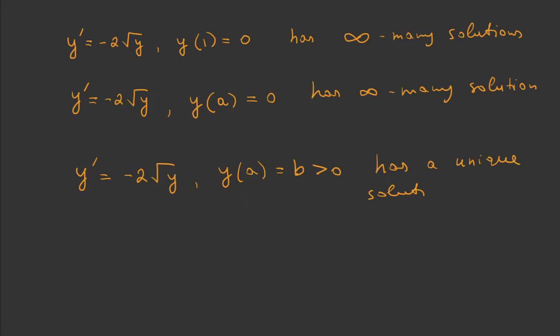Thus, we observe that the initial value problem y prime equals negative 2 square root of y, y at x equals 1 equals 0, has infinitely many solutions. And similarly, the initial value problems corresponding to the initial conditions given by a point on the x-axis will also have infinitely many solutions. On the other hand, it's easy to check, and please do so, that the initial value problem corresponding to the initial condition given by a point not on the x-axis will have a unique solution.